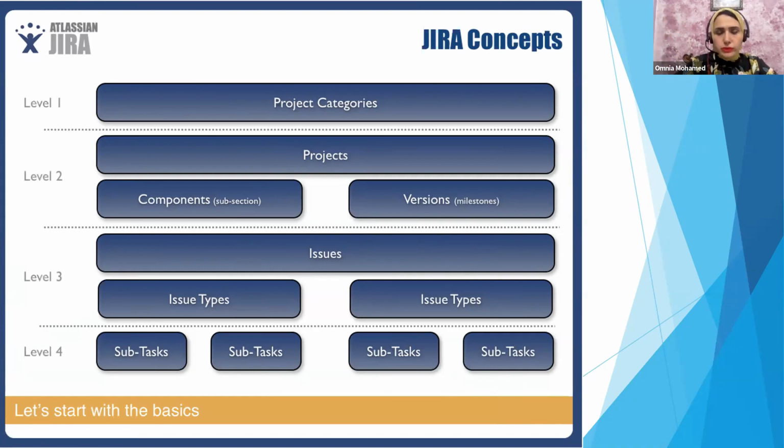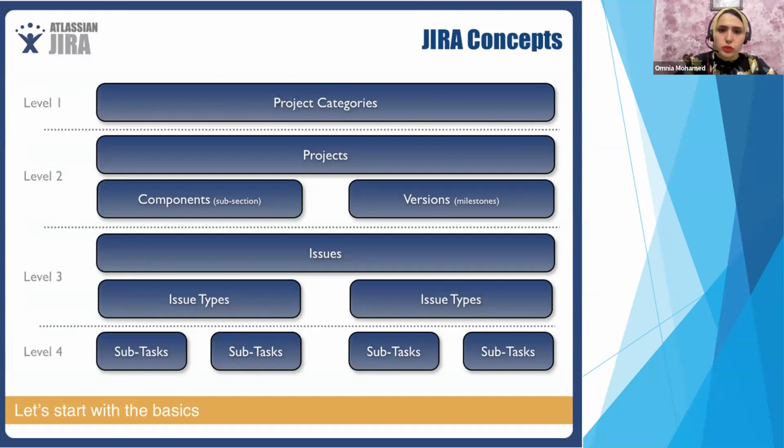There is a list of projects, and under each project we have versions and components. Versions manage the milestones and the releases, which we will see in our demo. Components manage the subsections. It is like if you have a project with a lot of modules, every module is called a component.